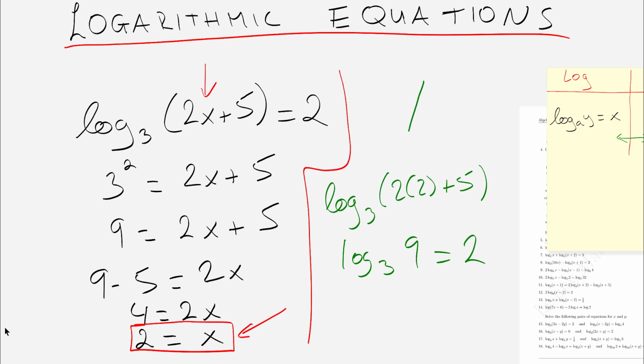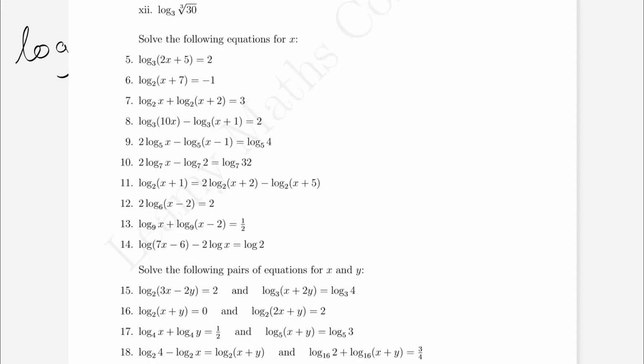The whole reason for this check was to make sure that we weren't trying to get the log of a negative. Sometimes with logarithmic equations, you can do everything correctly and still end up with a solution that we have to cancel. Let's have a look at another example.